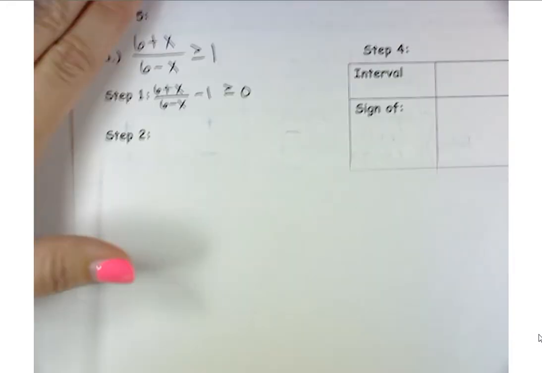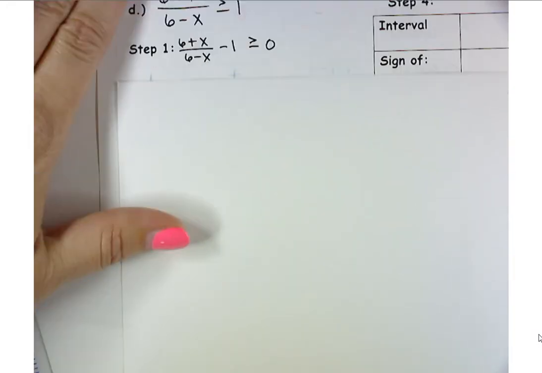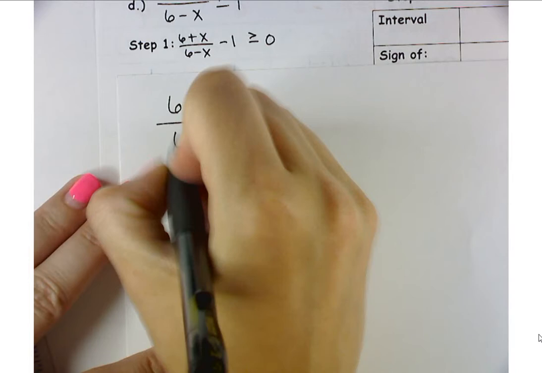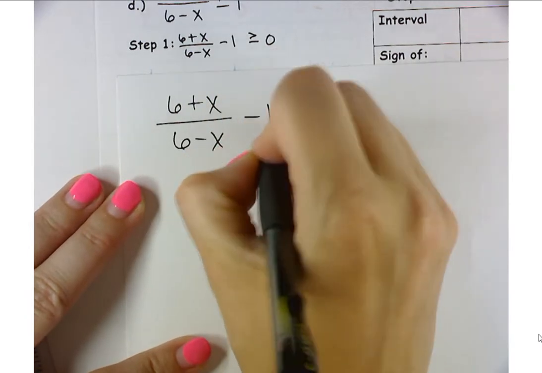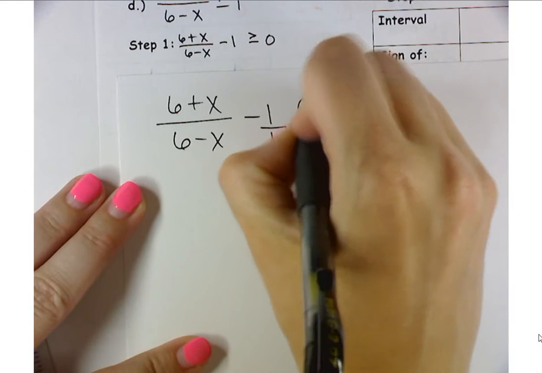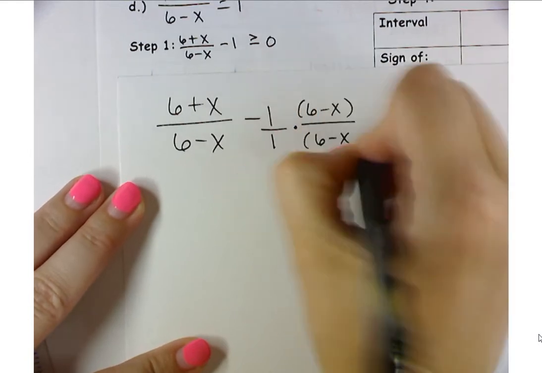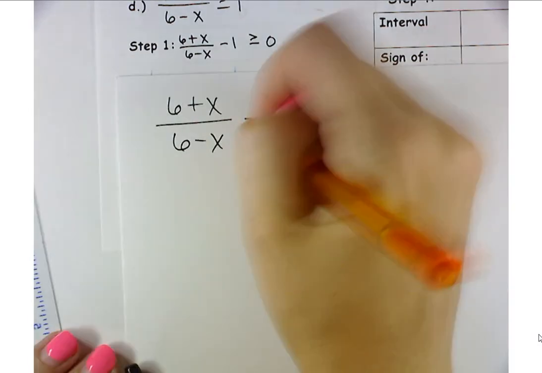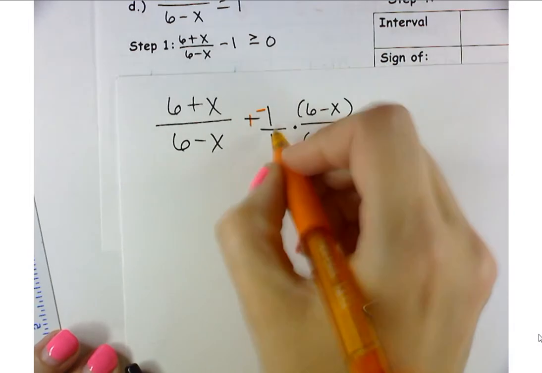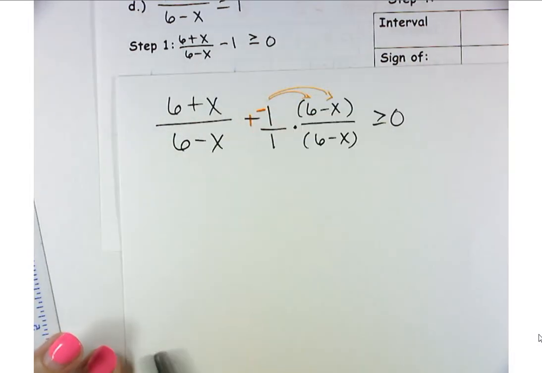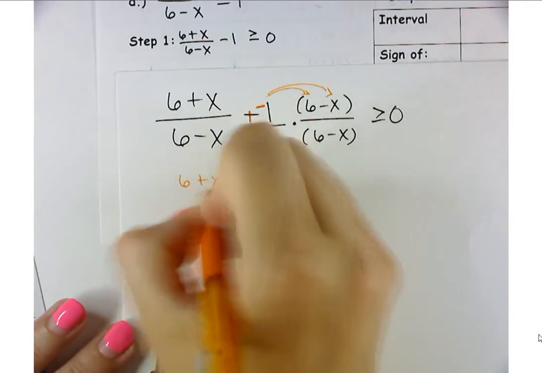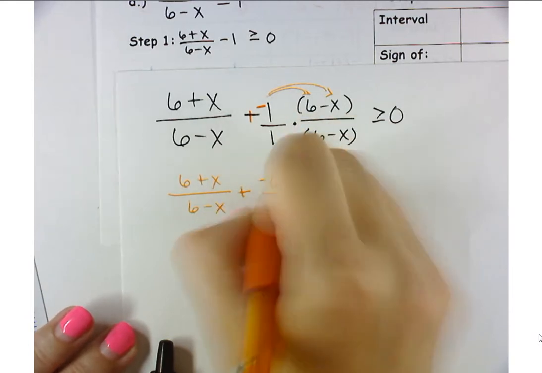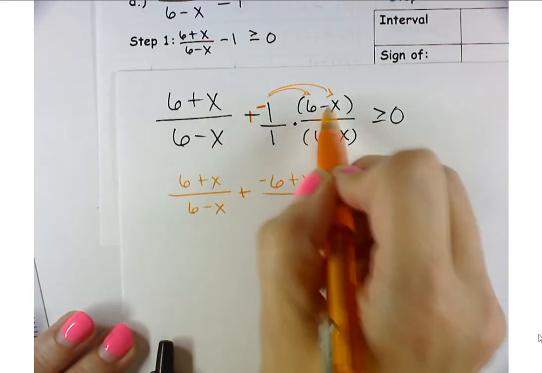I'm sorry, I know you don't have a ton of room there. I'm just going to write this on here so I can write it nice and big for you. So if you have 6 plus x over 6 minus x minus 1, think of it as 1 over 1. So we're going to multiply the top and the bottom by 6 minus x. What I would do is change this minus sign in between to a plus, and then distribute the negative to both of these. So then you'd have 6 plus x over 6 minus x plus negative 6 on top plus x. So a negative times a positive is a negative, times a negative is a positive.